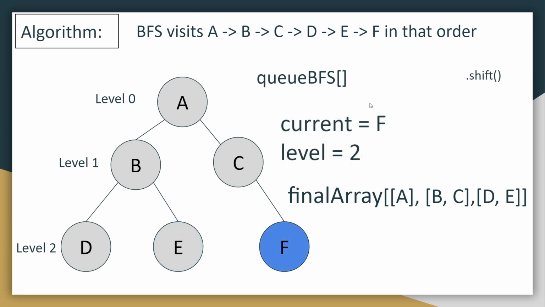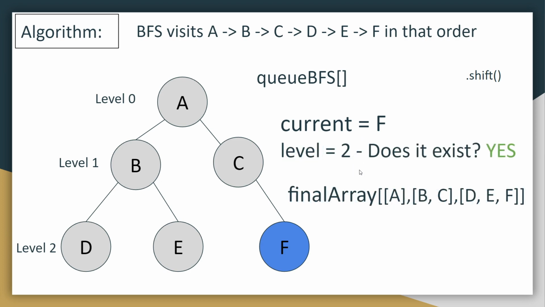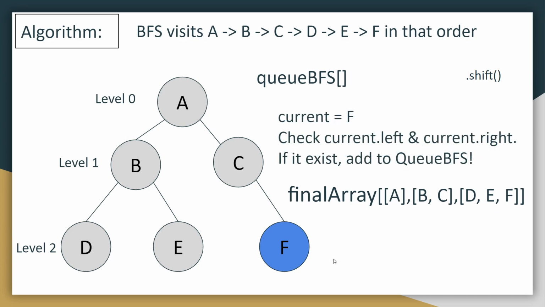And for the final time, we're going to be using shift to pull out the node and the level out of the queue. So set the node F equal to current, and then set the level 2 to level. Now we're checking, does level 2 exist in final array? Well, as you can see, it does. So take the current value of F and just add it to this index. And now we got to check if the F node has null left or right pointers. And as you can see, F has no left or right pointers, so there's nothing to push into the queue.